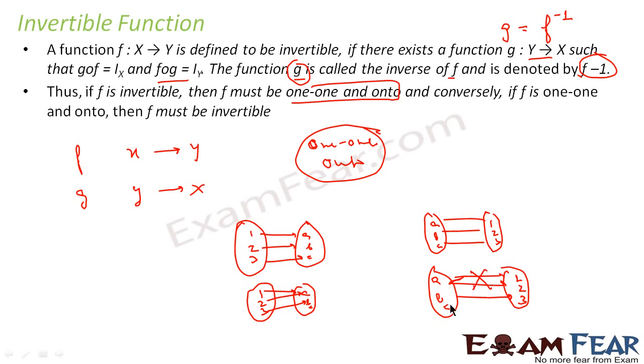Also, even if it is one-one and this is not onto, there is an extra element c for which there is no value in this codomain. In such a case also, the inverse doesn't exist. So we can analyze here that for the inverse to exist, the function must be one-one and onto, and then only the function is invertible.